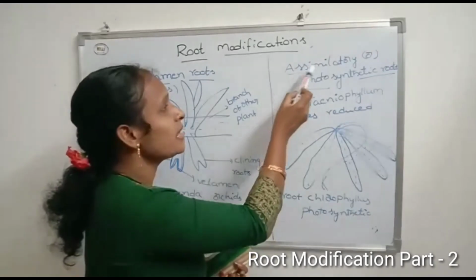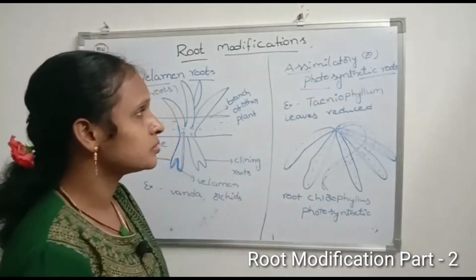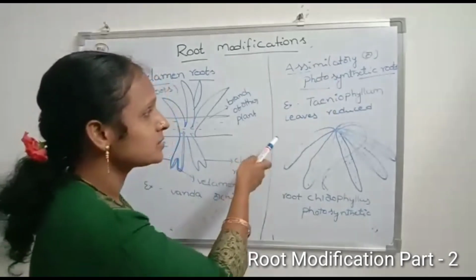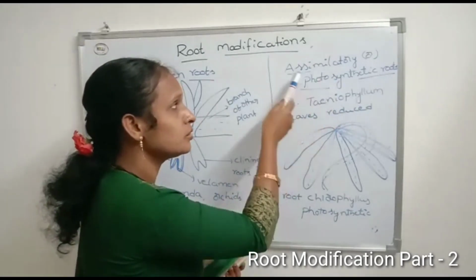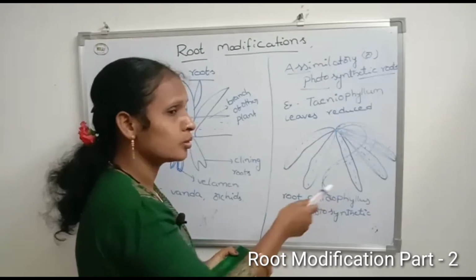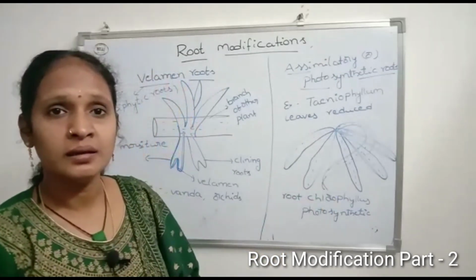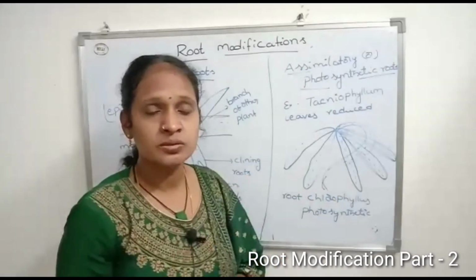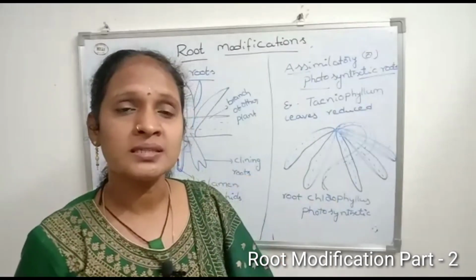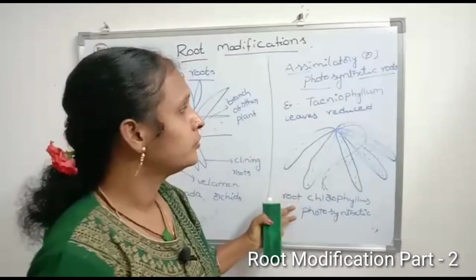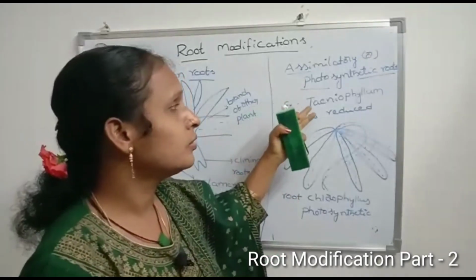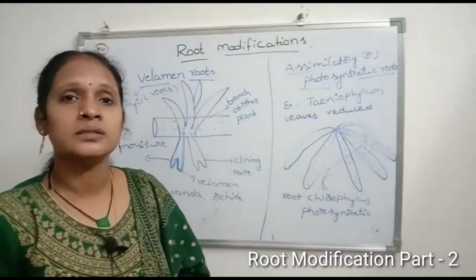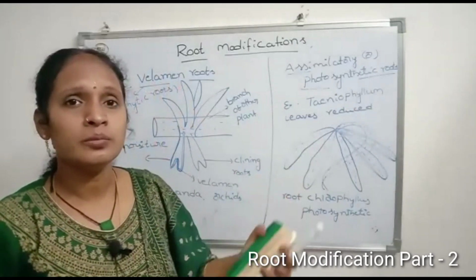And the next one is assimilatory or photosynthetic roots. Generally, photosynthesis occurs in the leaves, but in these plants the leaves are reduced. So the roots are modified to become chlorophyllous and green, and carry out photosynthesis. When exposed to sunlight, they become green and manufacture food. Example: Taeniophyllum. Those are the examples of the types of root modifications.